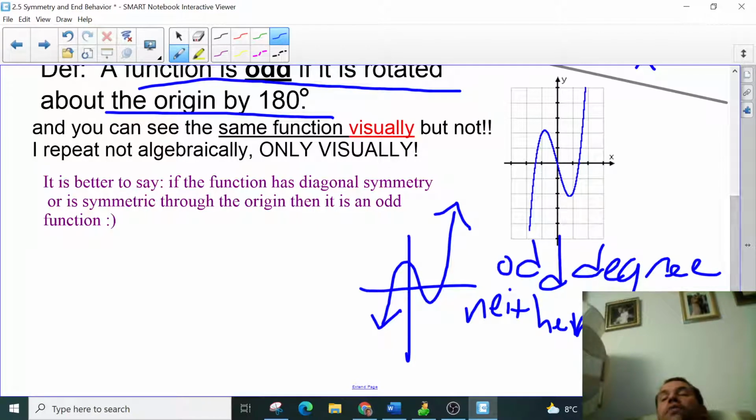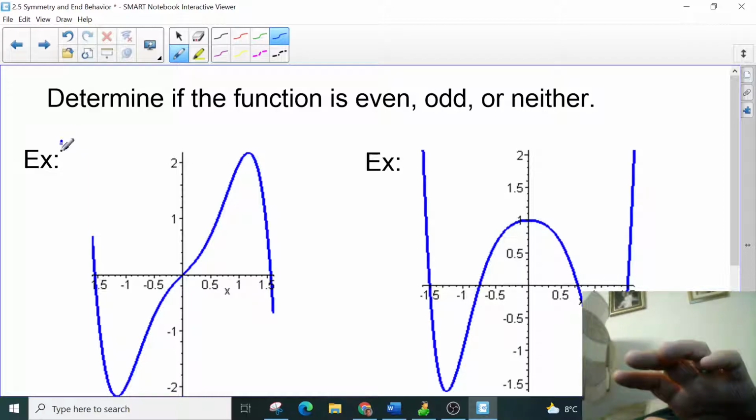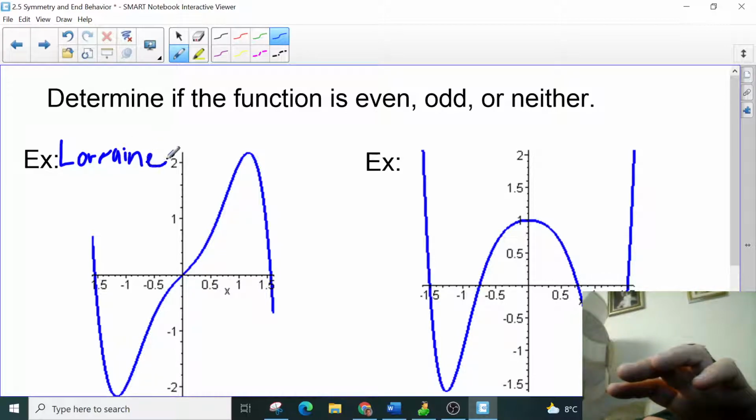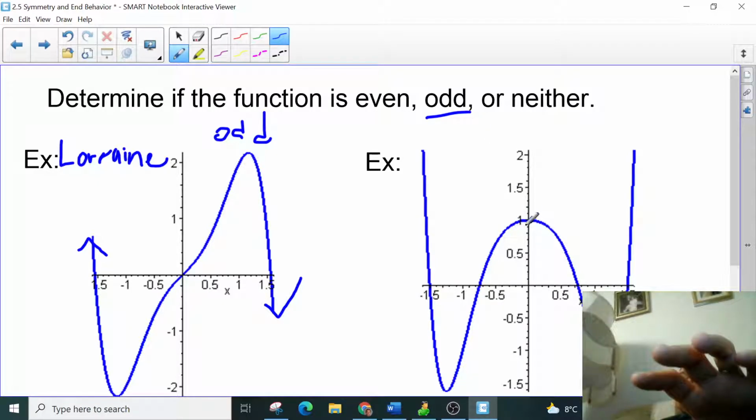What you are going to have to worry about is deciding whether something's odd or even. So this is going to be an example: Lorraine, my wife, who at the moment is trying to get so many things done before we have to return. We're going to say that she's always going in opposite directions, and that means that she is an odd function.